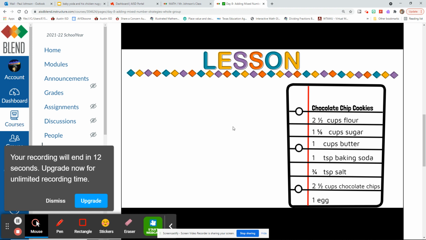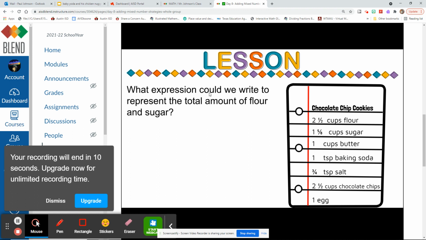All right, when we come back, we're going to think about what expression we could write to represent the total amount of flour and sugar. So I want you to think about how we could combine the flour and sugar in an expression. We'll check when we come back.